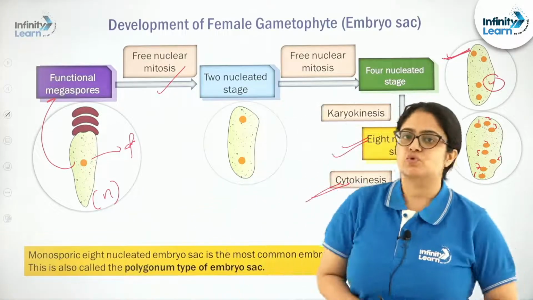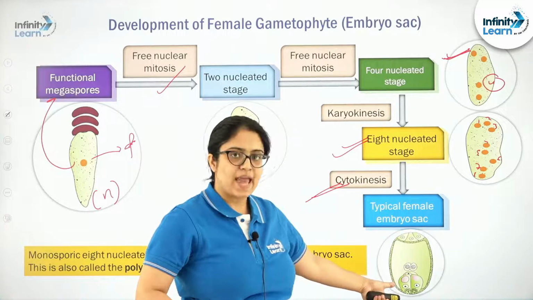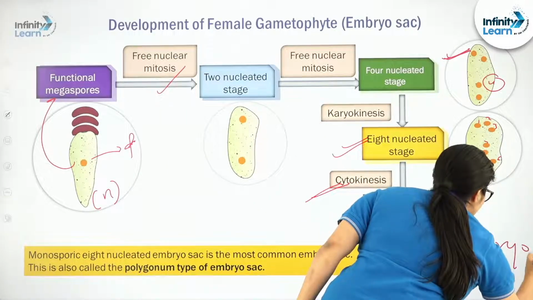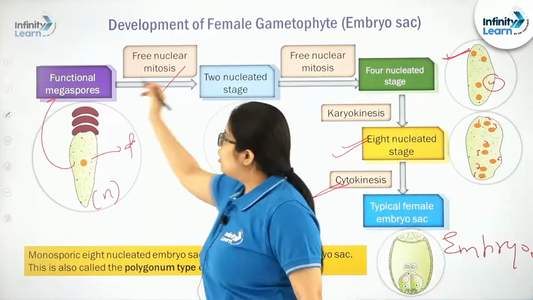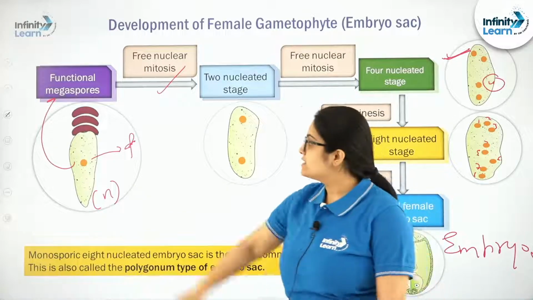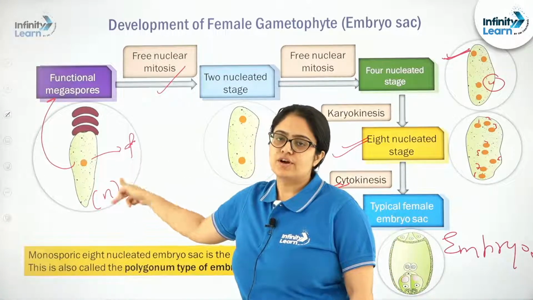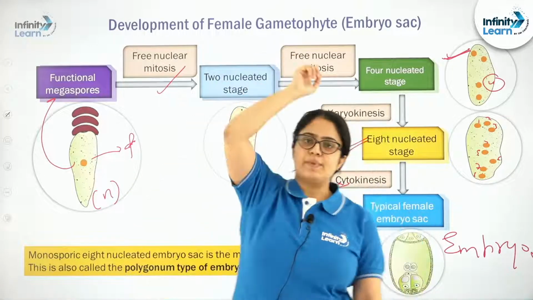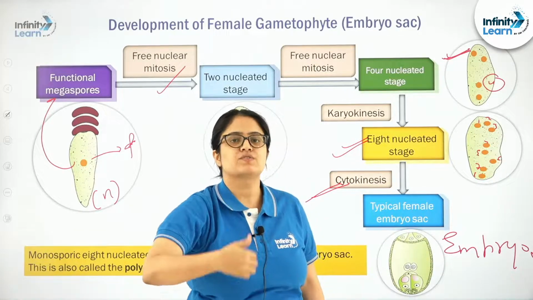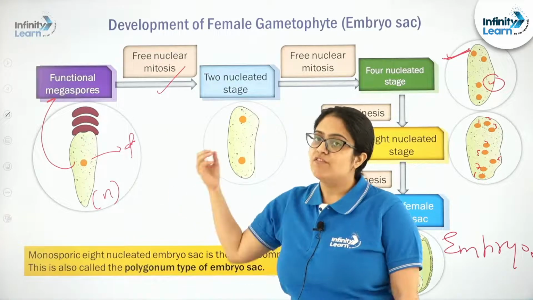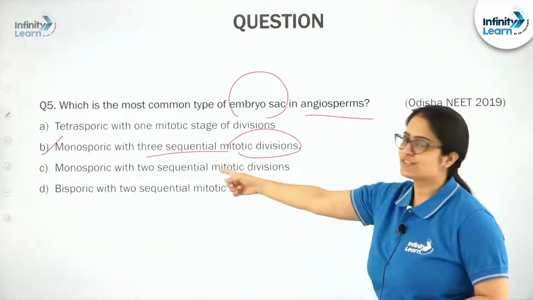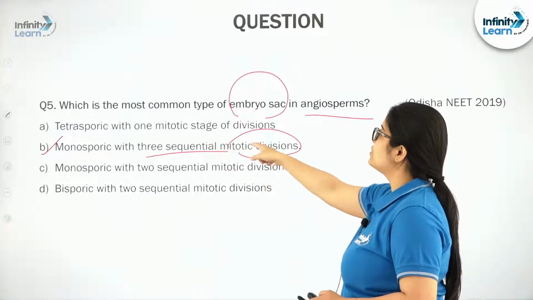And please remember, students, for the formation of this embryo sac, how many times did mitosis take place? 3 times, and in what? In a single megaspore, the functional megaspore. So, this development of embryo sac is considered monosporic because it took place with the help of a single functional megaspore via 3 sequential mitotic divisions. I hope now this answer is clear to all of you: how monosporic, with 3 sequential mitotic divisions.